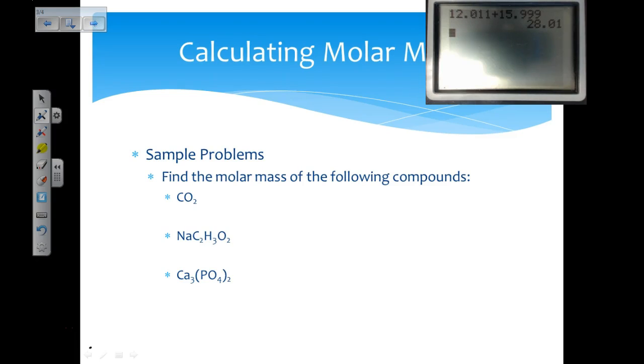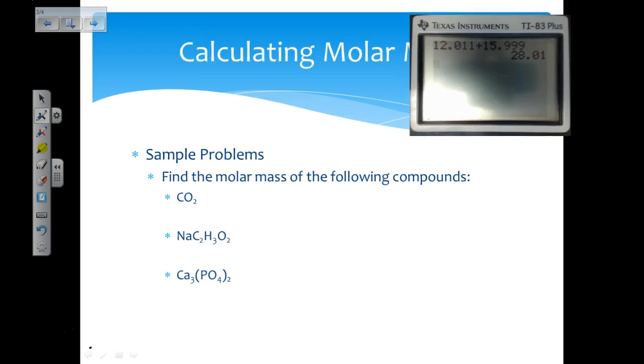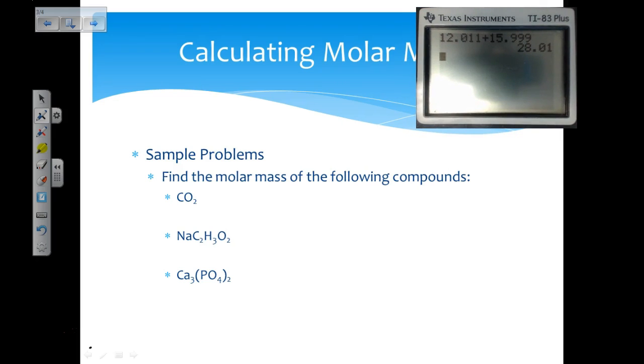Sample problems. Okay, let's find the molar mass of these compounds. Now, in order to do that, we need the periodic table. So I have one of those handy, and I'm going to need a calculator. I have one of those handy right here. I'm going to maybe move that a little bit. Whatever. So you can see behind it, molar mass. Okay, but it's up and out of the way, and I'm going to show you exactly how I would calculate these molar mass problems.